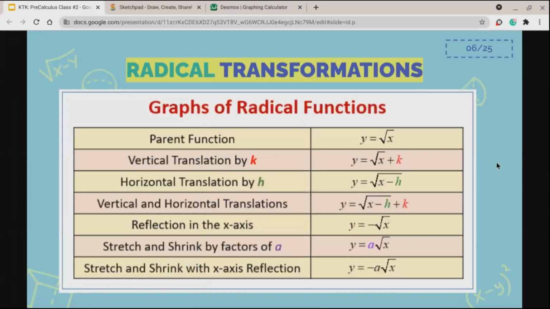We have a similar thing. The parent function would be y is equal to the square root of x, but obviously we can have any root in that radical function. We have a vertical translation by k, a horizontal translation by h, and for the vertical and horizontal translations you have h and k. Remember you have x minus h, not x plus h, x minus h, something very important to remember.